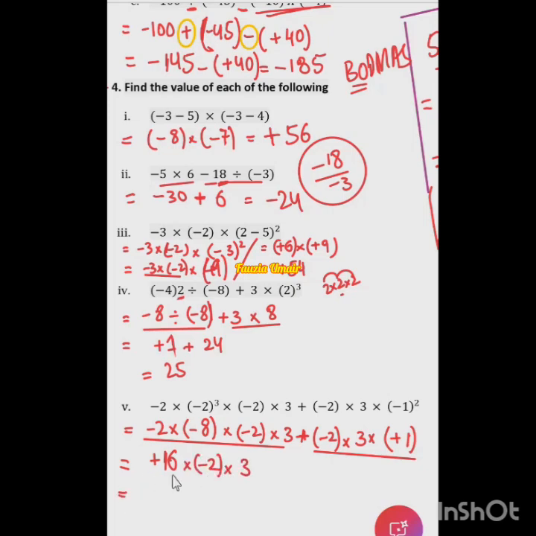Okay, so minus 16 into minus 2 क्या होगा? Plus. Ma'am, into the minus, ma'am, 32. Very good. 32 into 3. So what would be the final answer? Minus 32 plus 3. Ma'am, so minus 96. Minus 96. Okay, now let's solve this part.